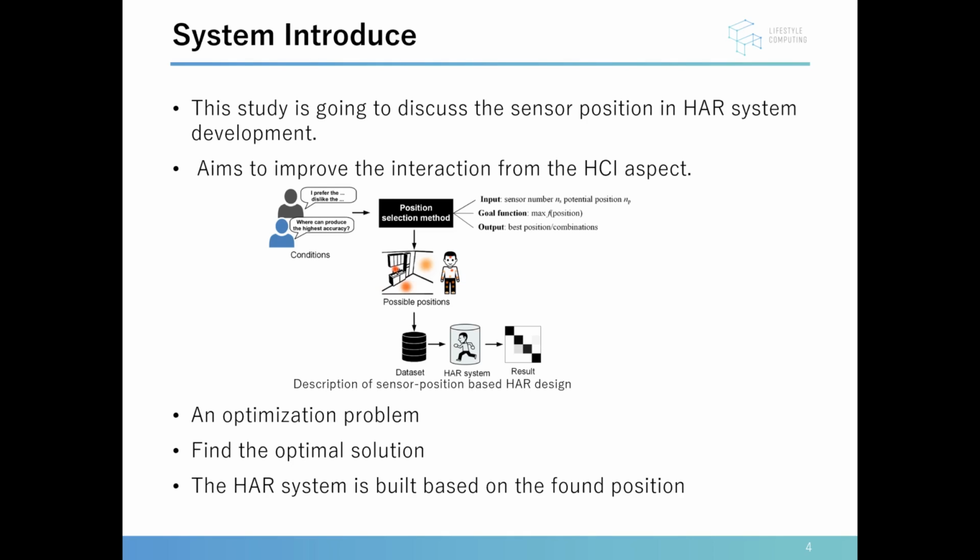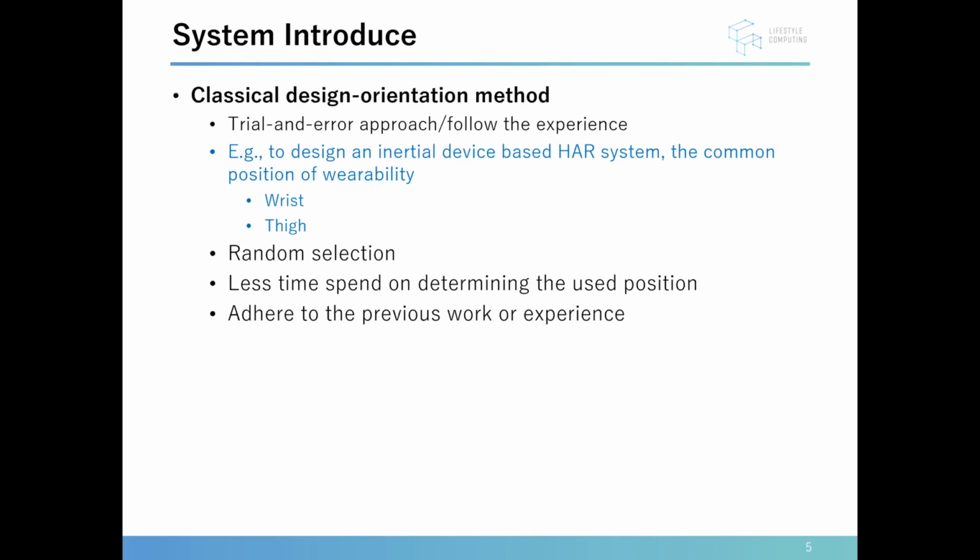The HAR system is built based on a fixed position. The traditional method is the classical design-oriented method. It is a trial and error approach, just following experience. For example, to design an inertial device-based HAR system, the common positions of variability are related to the wrist and the thigh. It can be recognized as a random selection method, and the designer spends less time on determining the position. It just adheres to previous work or experience.